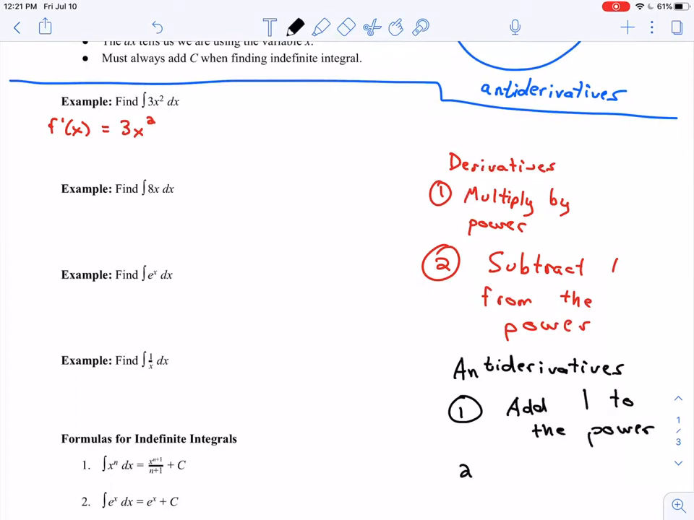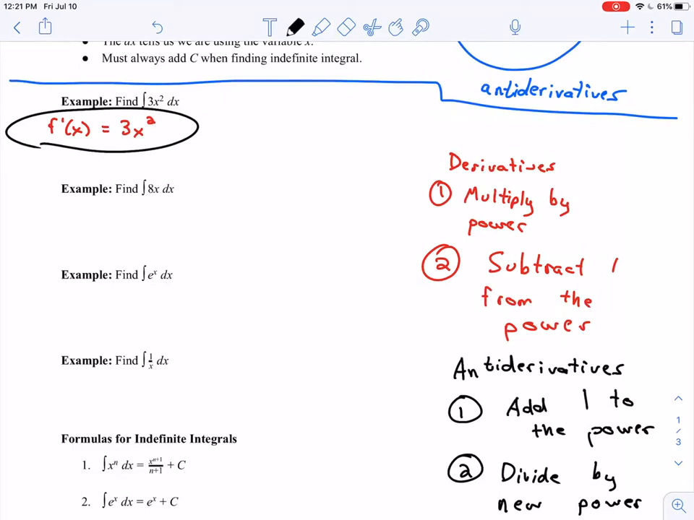And then in step 2, instead of multiplying by the power, we want to do the opposite. We are going to divide by the new power, whatever our new power is. So okay, here's our derivative. F prime is 3x squared.